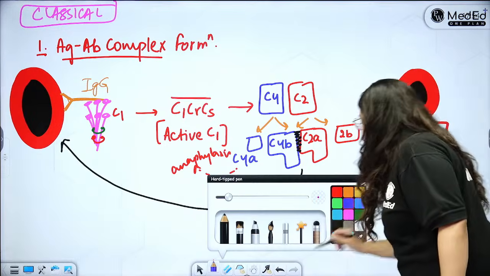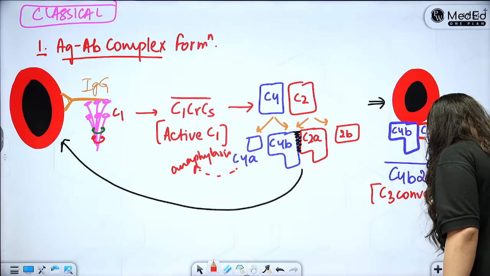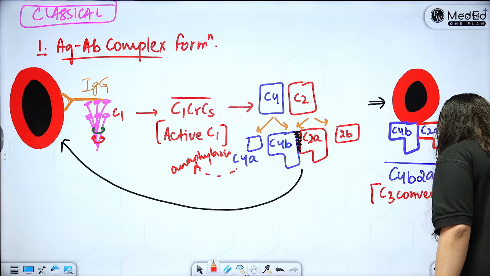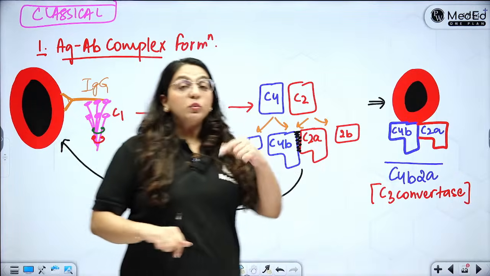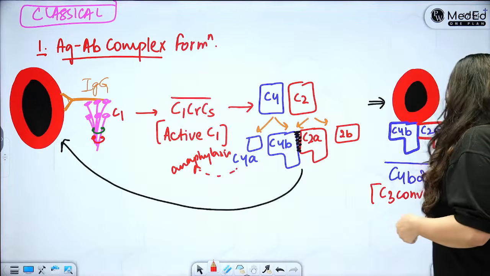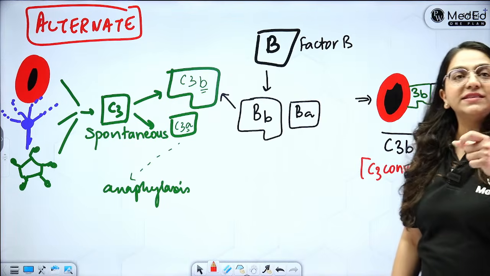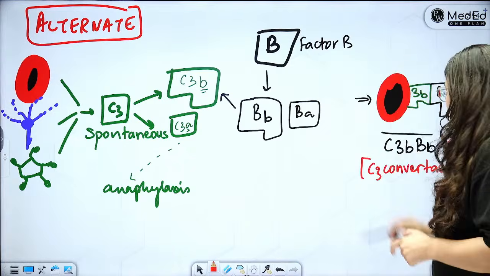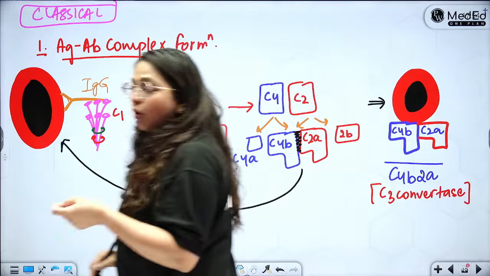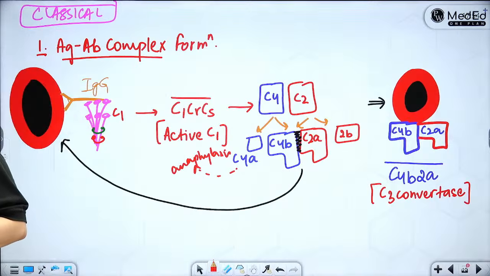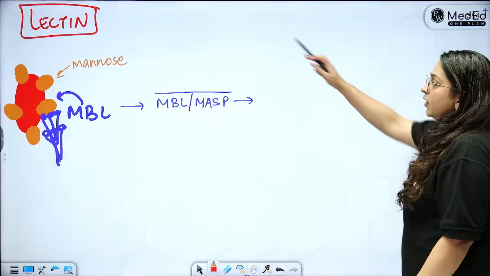Now this is my C3 convertase. This is the C3 convertase of the classical pathway. What was the C3 convertase of the alternate pathway? C3bBb was the C3 convertase of the alternate pathway. What is the C3 convertase of the classical pathway? It is C4b2a. Alright. Now, let's look at our lectin pathway.